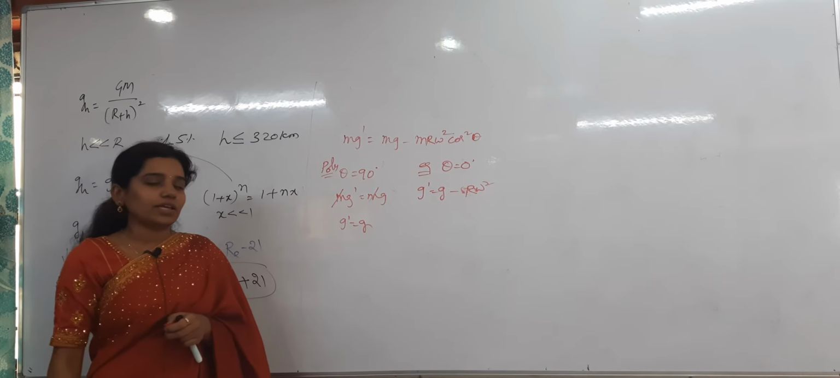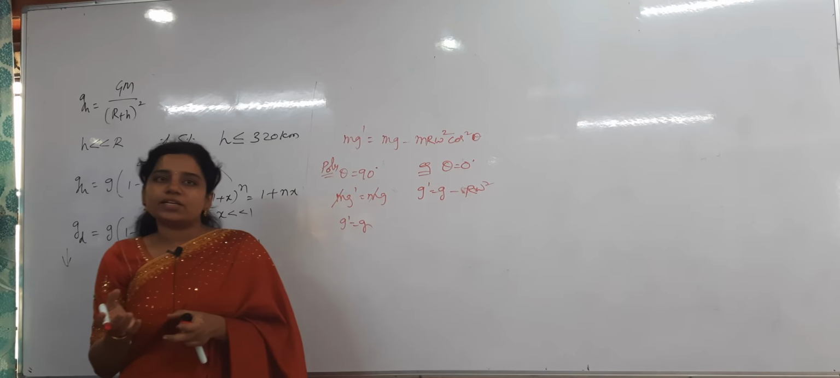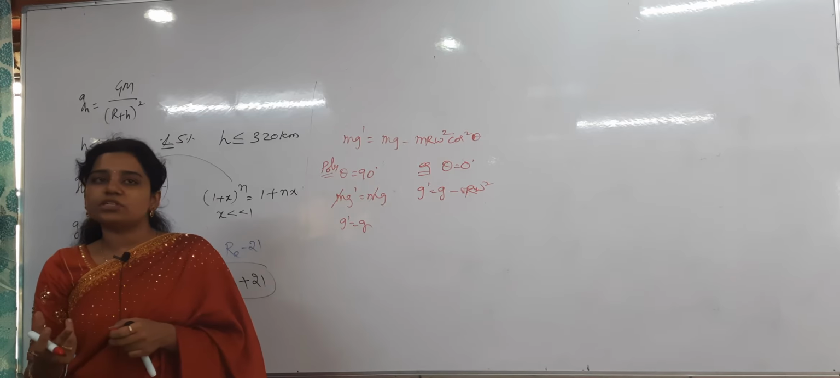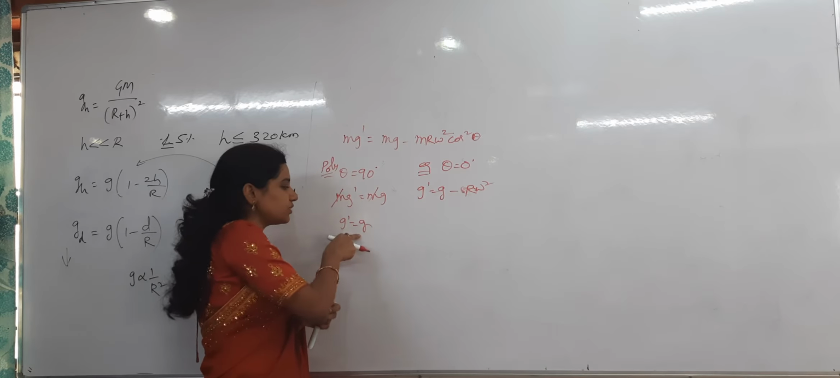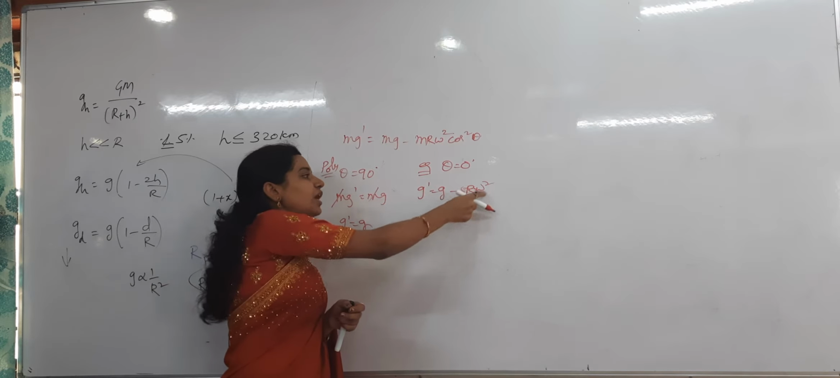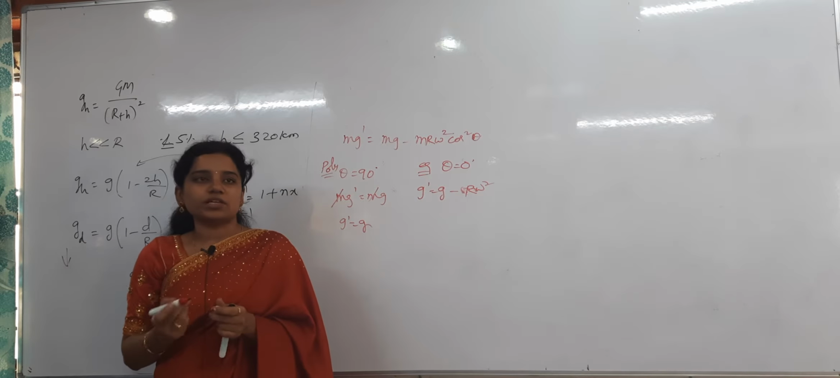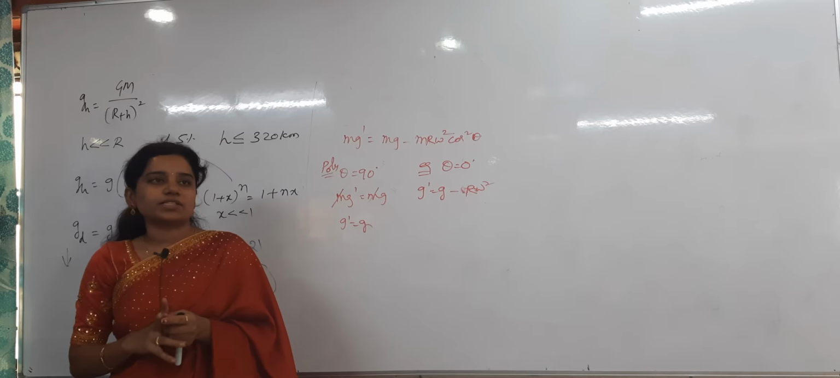That is what we got, and we have already discussed that at the equator g will be less and at the poles g will be more. So g is less here and more here because we are removing R omega square from g. So it is less only. All this we discussed yesterday, right?